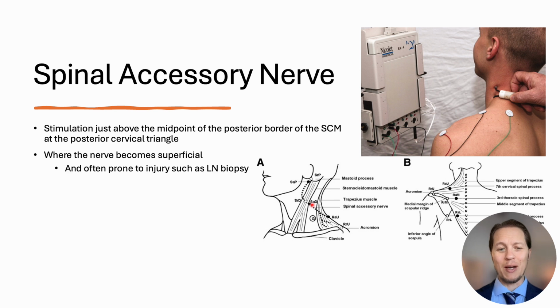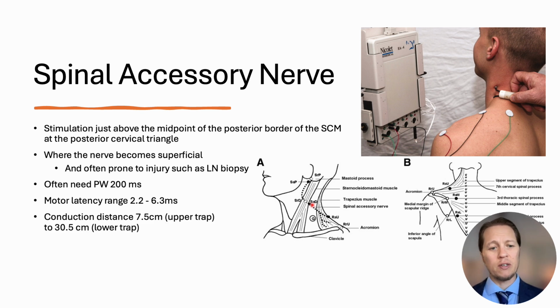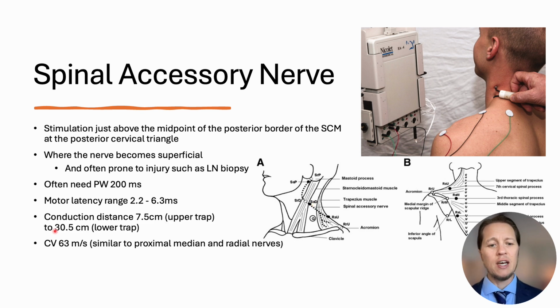Also, unfortunately, it's the spot where biopsies can nick it. And sometimes, well, actually, most of the time, it's usually when I've seen cases. It's often like a breast cancer patient that's getting staging and whatnot. They get a lymph node biopsy, and unfortunately, they come out with scapular winging. Same thing here. You got to crank up the pulse width to get a good response there. Some reference values that exist.